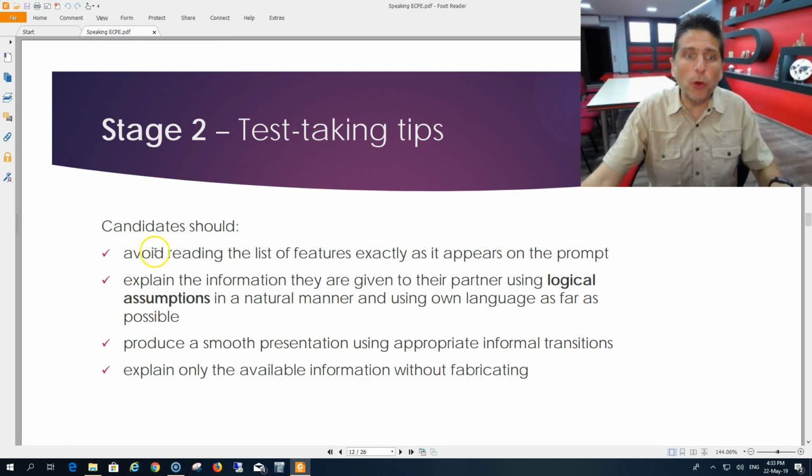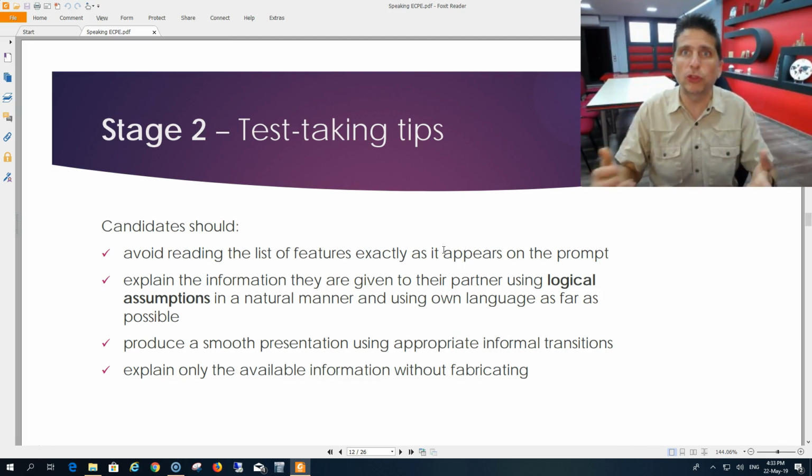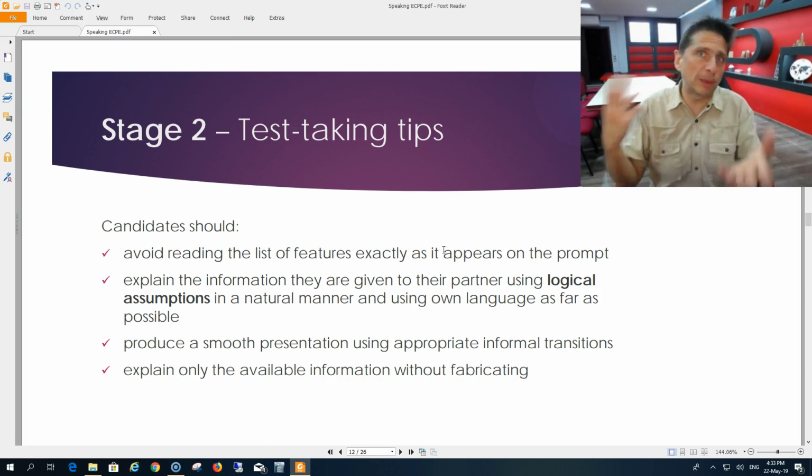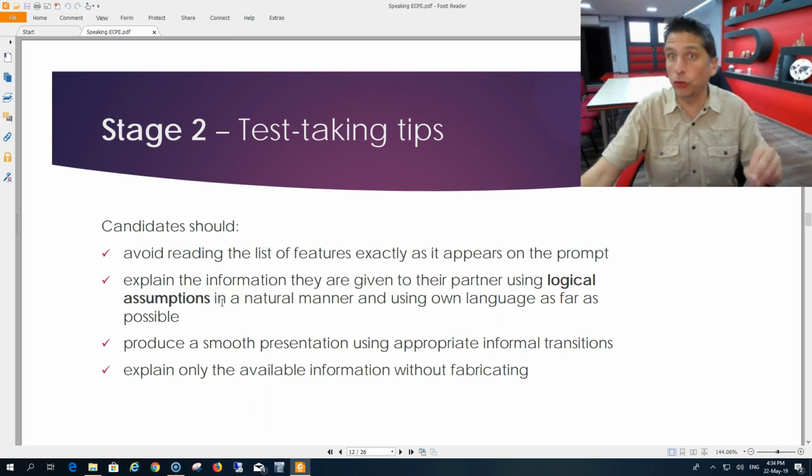You must avoid reading the list of features exactly as they appear on the prompt. So you must produce a smooth paragraph in which you explain using logical assumptions. You must reward as much as possible, okay? As much as possible, you must reward the information given. You must explain, as I said, the information that they are given using logical assumptions. I've repeated that many times, so you can really understand that it is very important, in a natural way, and use your own language as far as possible.